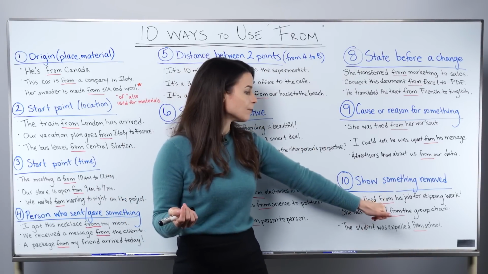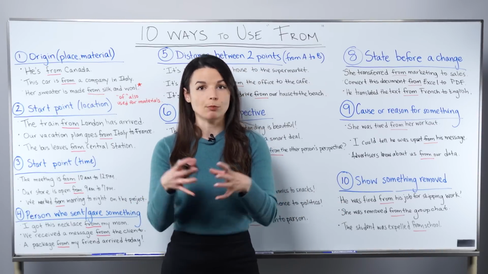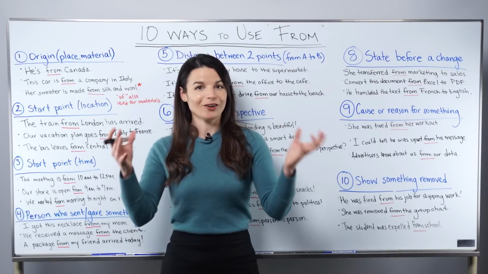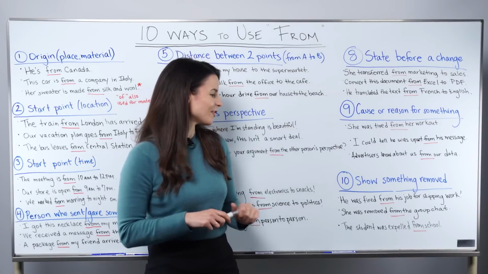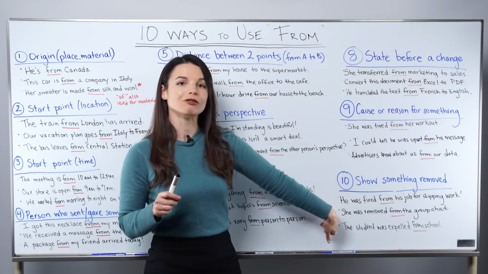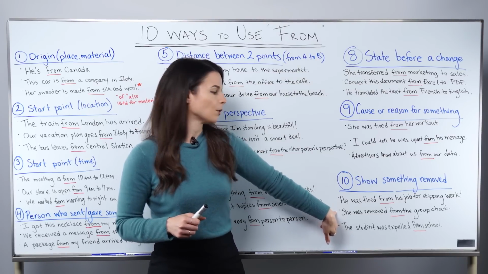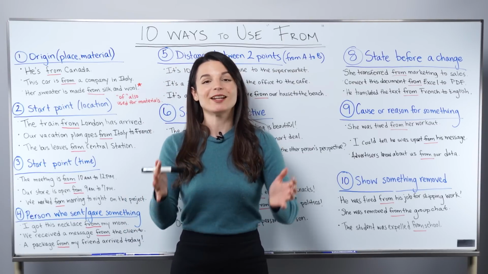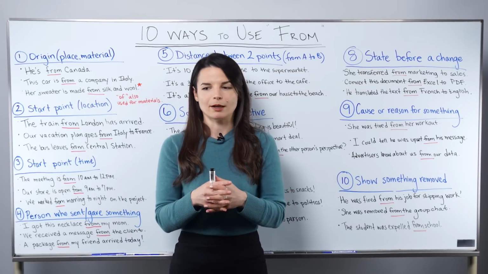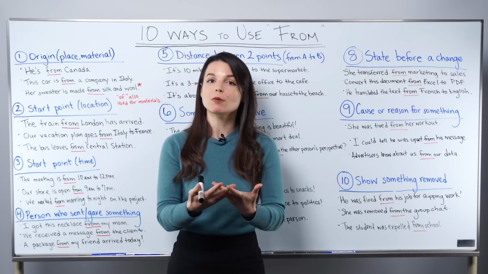We use from to show the location or the condition, or in this case, the position that is no longer there. So the person was removed from that. Let's look at another example of this. She was removed from the group chat. So this refers to a text message situation. For example, someone sends too many text messages. You might think, oh my gosh, this is too much. So someone removes someone else from the group chat.